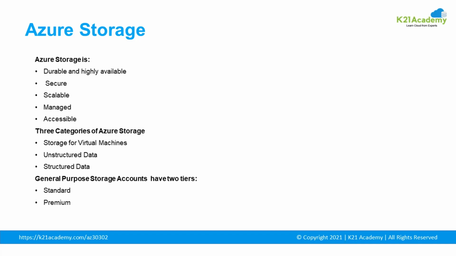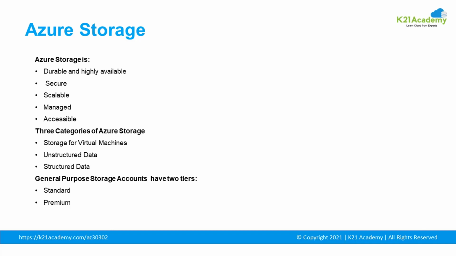You can generally think of Azure Storage in three categories. Storage for virtual machines. This includes disks and files. Disks are persistent block storage for virtual machines. Files are fully managed file shares in the cloud. Unstructured data. This includes blobs and Data Lake Store. Blobs are highly scalable, REST-based cloud object store. Data Lake Store is a Hadoop distributed file system, that's HDFS as a service.